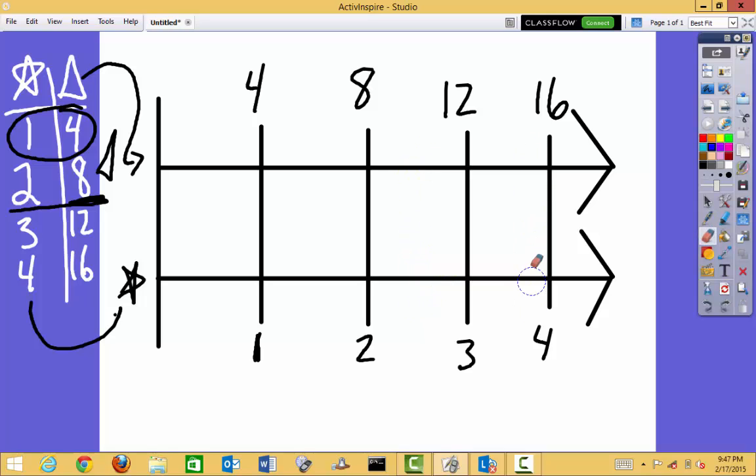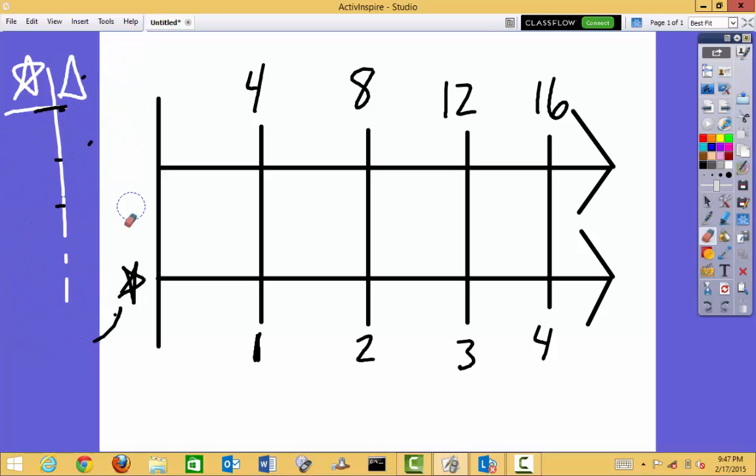Okay, so let's work on this problem. I'm going to have the same ratio table. I'm just clearing it off. So since I have the same ratio table, that means that my double number line is going to be the same also. What if I have this many triangles? I have 6 triangles. Well, I know that 6 is going to be in between 4 and 8, so I'm just going to say it's right here.